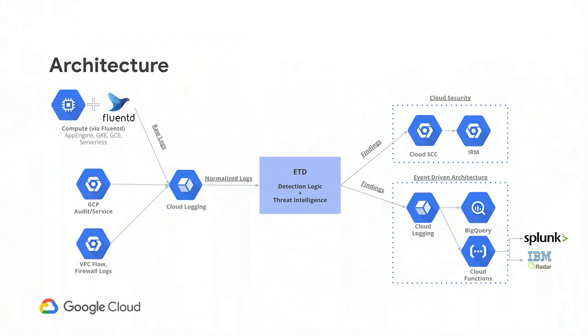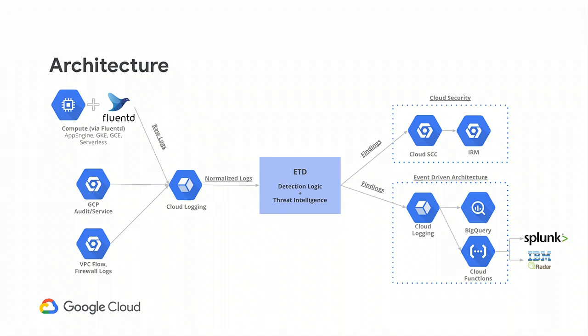So what does ETD look like from an architecture standpoint? On the left-hand side, we have the produce stage of logs. Cloud logging is centralized. ETD box is detection. And on the right-hand side, we have two paths. One into Cloud SCC and into IRM for your visualize and remediate. And on the bottom, we have cloud logging off to BigQuery and Cloud Functions to export to your on-prem systems.